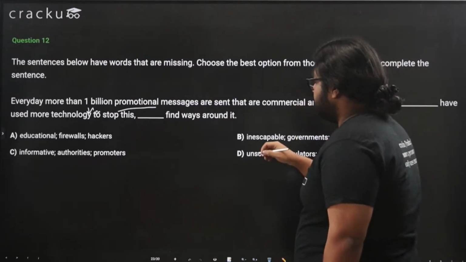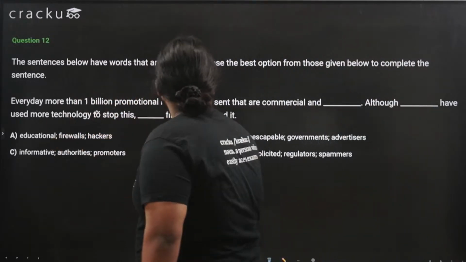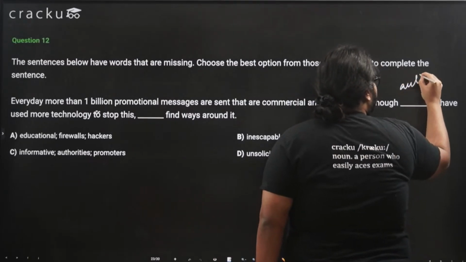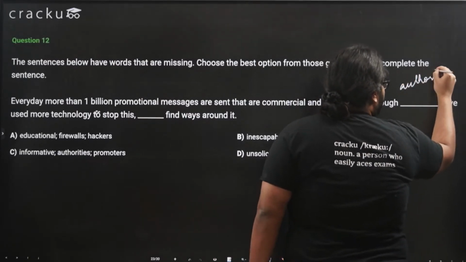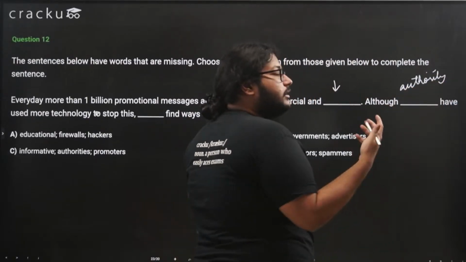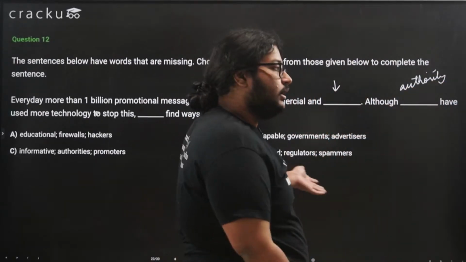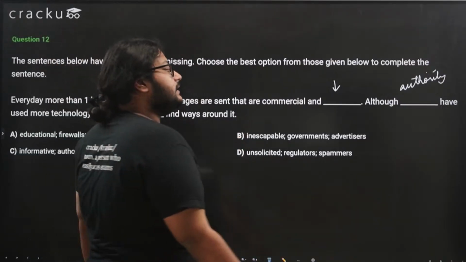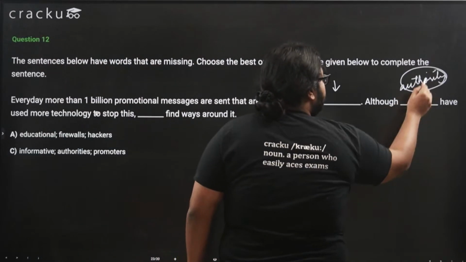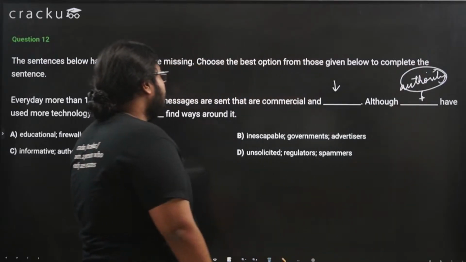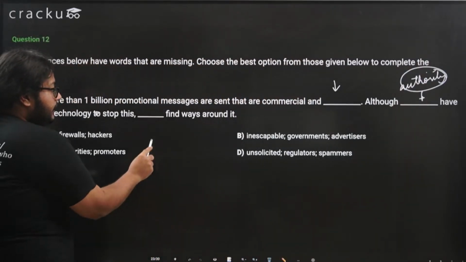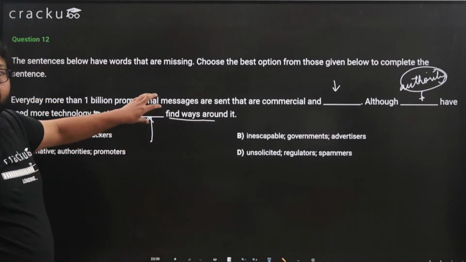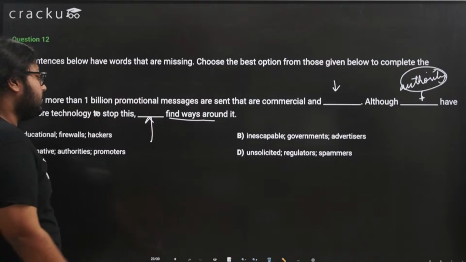So here we want an attribute, something like authority, some authority of sorts. It can be the police, or it can be the government, it can just be authority, but basically someone in an authority figure. They have tried to stop this, but dash finds ways around it. Some group of people, they find ways around it.